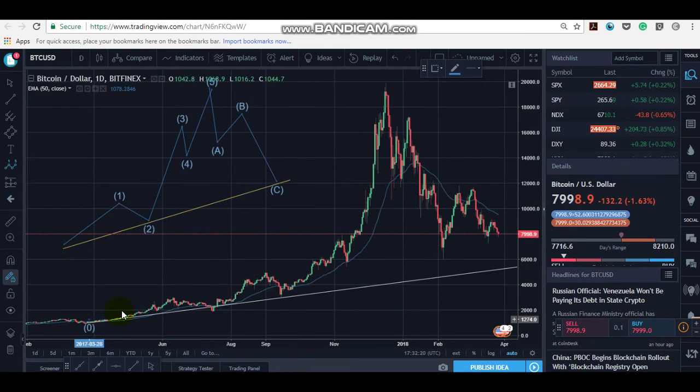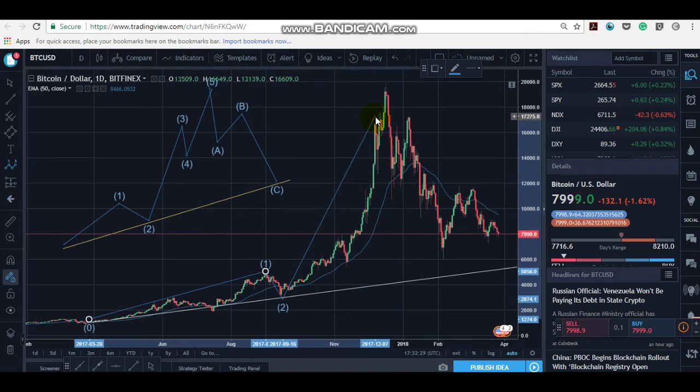Again, we started over here. We went here as a first wave. Here's the second wave. Then we have a massive third wave, as it always is. The fourth wave goes somewhere here, and the fifth wave ended somewhere here at 20,000. So everything's fine. This is the end of the cycle, of course. And now what can happen? As we see in this picture, it's the correction ABC.